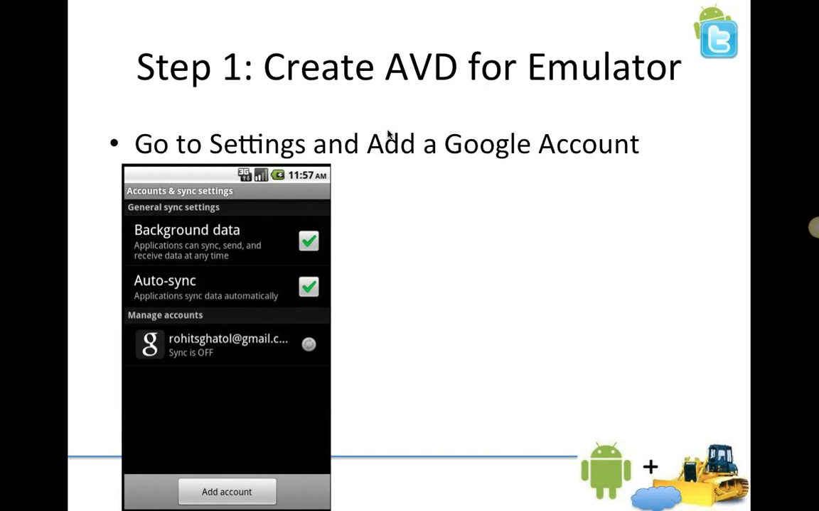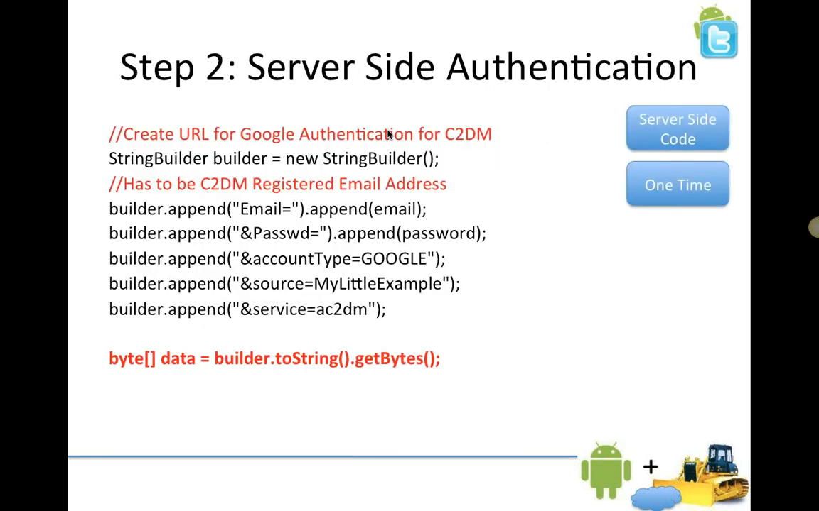So, as I mentioned, step number 2 is that the server needs to authenticate with Google. In this case, I'm trying to build a query string, or a post string, which has the email address. It's the same Gmail account which I registered with C2DM, and the same password of that account. And this is the backend code. This is your web application code. This is your Java or PHP code talking to the backend. And the account type is Google. The service is ac2dm. This has to be mentioned to Google. And this is the Google ClientLogin API.